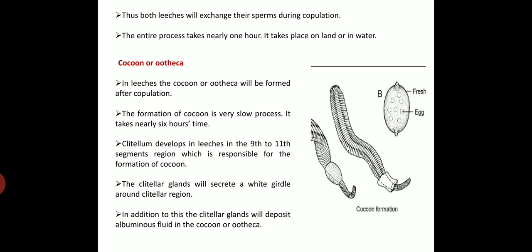The clitellum develops in leeches in the 9th to 11th segments, which is responsible for formation of the cocoon. The clitellar glands, which are present in the 9th to 11th segments, will secrete a white girdle around the clitellar region. In addition to this, the clitellar glands will deposit the albuminous fluid in the cocoon, what we call the ootheca.